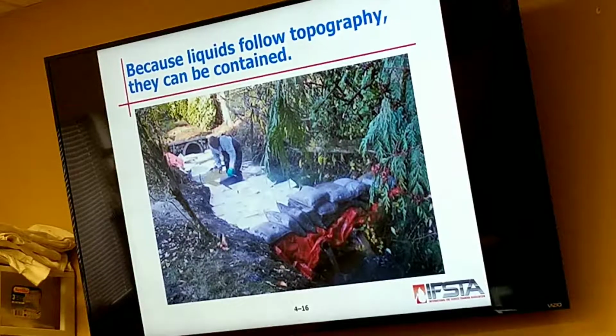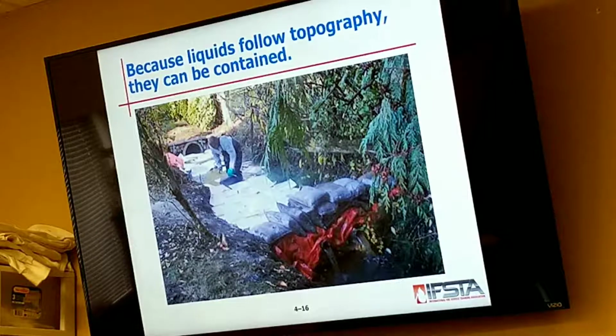Liquids, they'll flow and pool according to the surface contours, topography, permitting opportunities for containment or confinement. So this is stuff that we need to find out, whether it's heavier or lighter or whatever, and we can start damming up some of these creeks and stuff so it doesn't go so far. We gotta try to contain it.